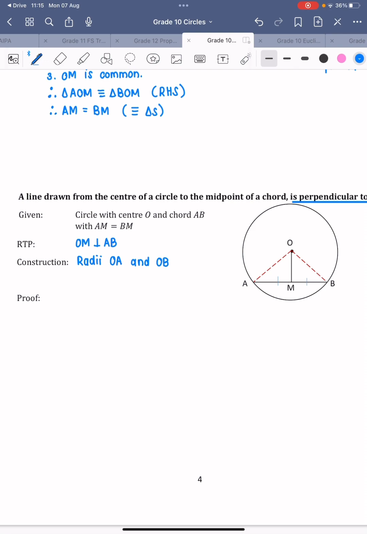Okay, so we have that these two lines are equal. That was given, right? We have that OM is a common side. And then we also have that OA is equal to OB because they are radii. So we're going to use side, side, side for this proof. Okay, so again, just like in the previous one, we're going to write, in triangle AOM and triangle BOM.